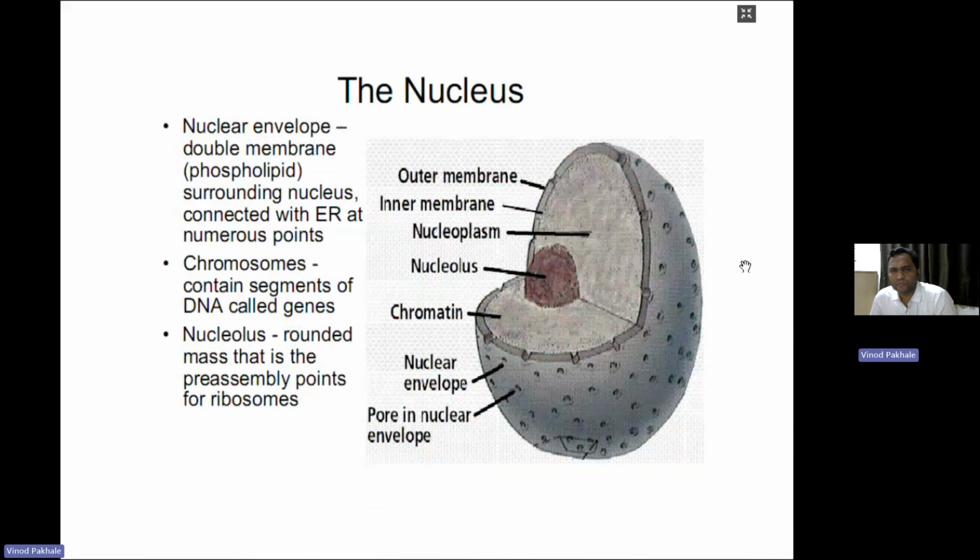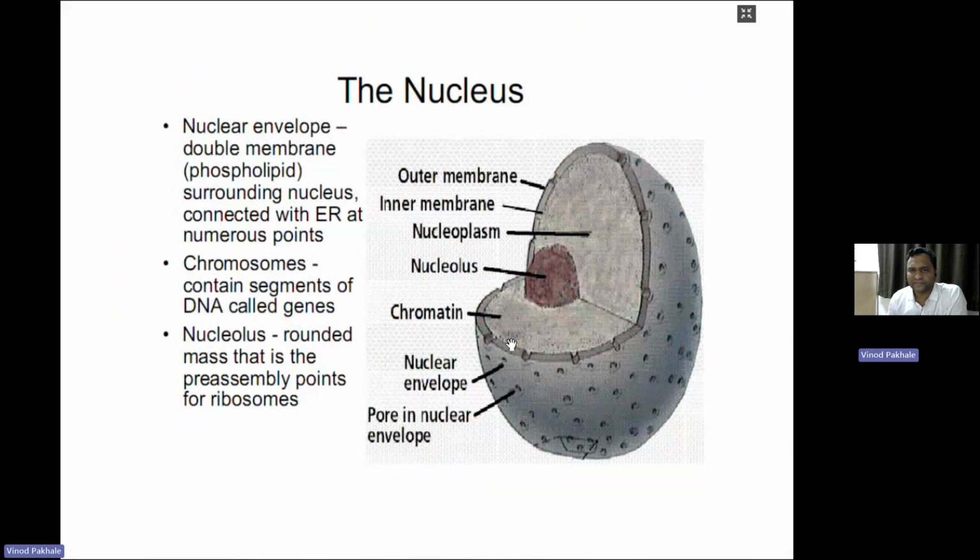The next part is the nucleus, which is the most important part of the cell, which acts as the controlling unit for the cell. If you observe this diagram of the nucleus, okay, this is a quite elaborate, magnified diagram. If you see, it consists of an outer membrane, inner membrane, and nucleoplasm, that is the liquid present in this nucleus. This is the main part, the center part, that is the nucleolus.